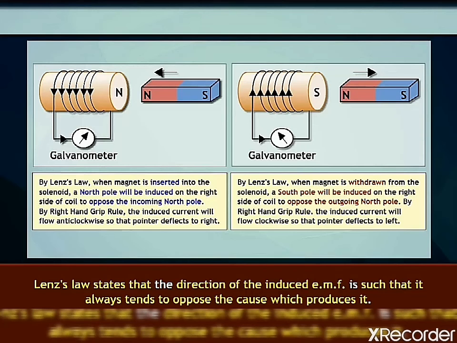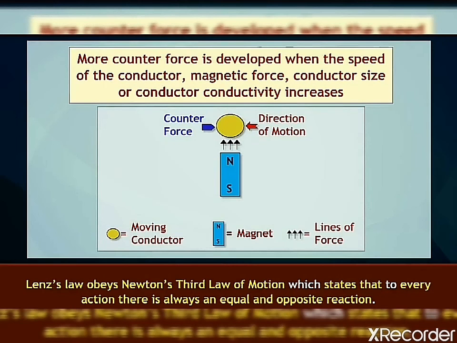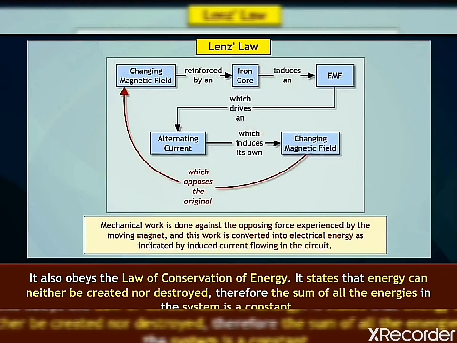To understand this better, we have another law which is referred to as Lenz's law. Now, this Lenz's law is based on the direction of current as induced by the presence of magnetic field lines. Lenz's law is in line with Newton's third law of motion, which states that to every action there is always an equal and opposite reaction. It also obeys the law of conservation of energy, which states that energy can never be created or destroyed.